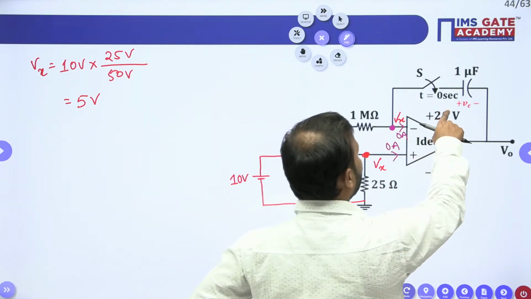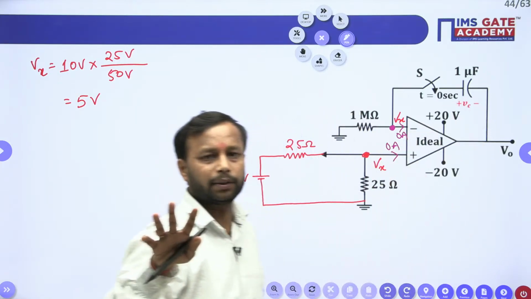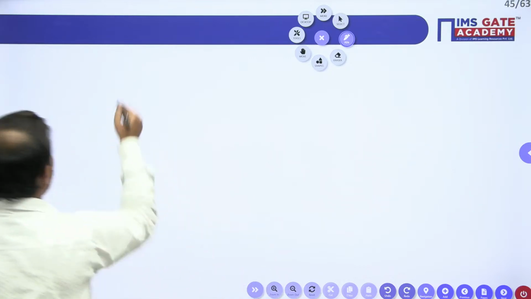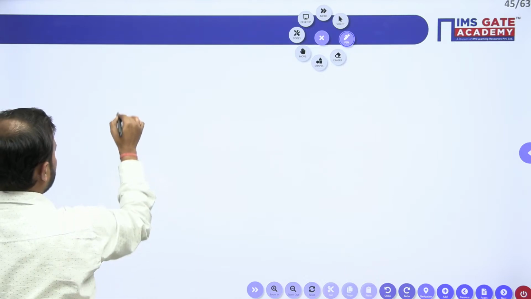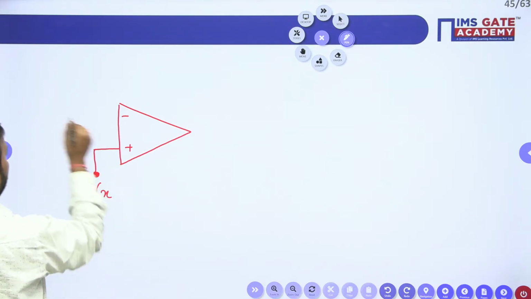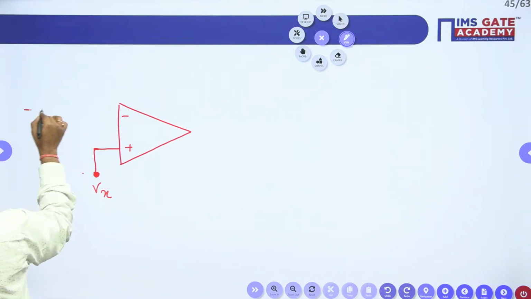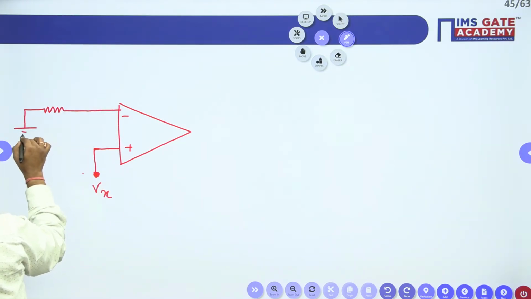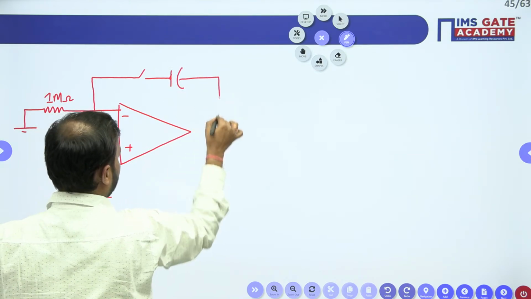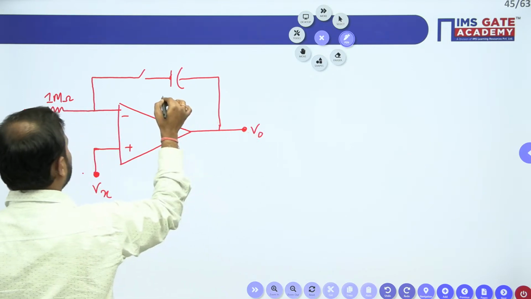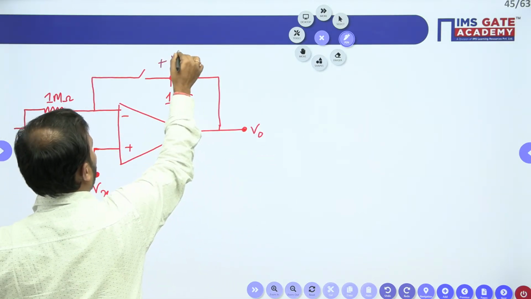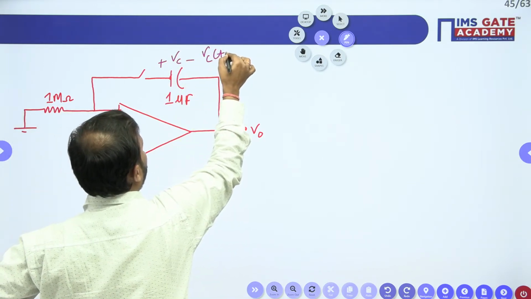Now what do we need to find? We need to calculate the capacitor voltage at t equal to 5 seconds. All right, now let me draw the figure again. This is minus, this is plus. We have the voltage Vx, and here we have a resistor which is grounded, 1 mega ohm. We have a switch and a capacitor which is connected to the output V0, and the capacitor value is 1 microfarad, I guess. Let me see. 1 microfarad, and the polarity is given as plus minus Vc. And we need to calculate Vc at t equal to 5 seconds.